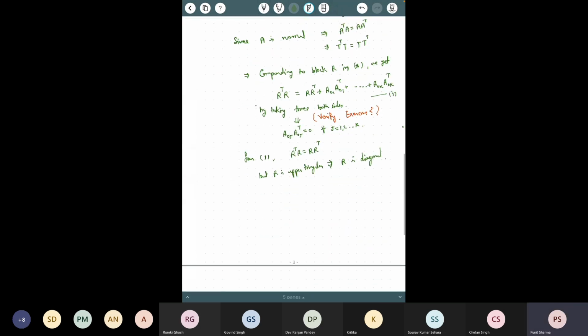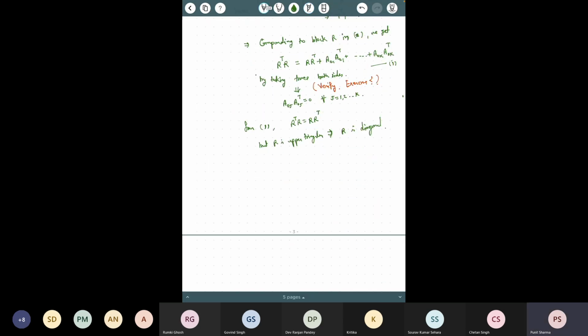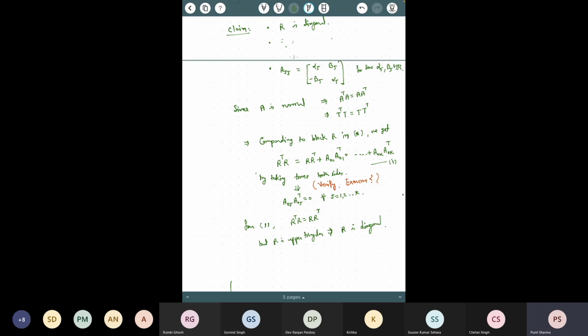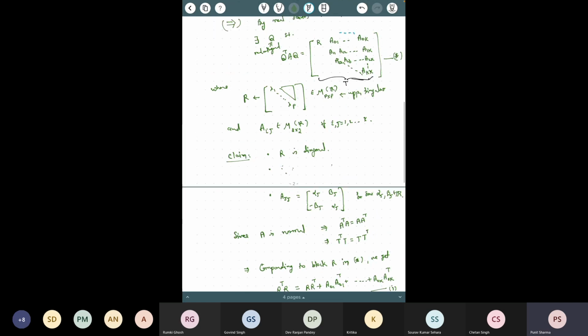Now how to do that again? Similarly, you can do the same thing. What we did here, we compared the 1 block of this. Now you compare the 2 block, then the 3 block. So all the diagonal blocks in T transpose T and T T transpose, the left hand side and the right hand side, you just compare the diagonal blocks. If you keep on comparing the diagonal blocks, then using the same trace argument, you can show that all these blocks here are 0.